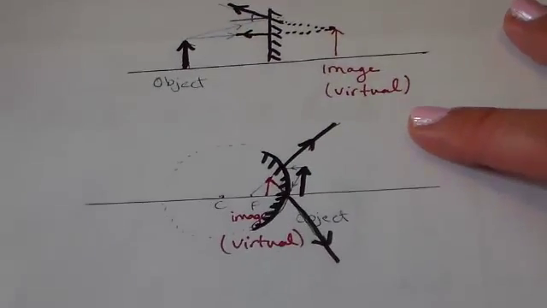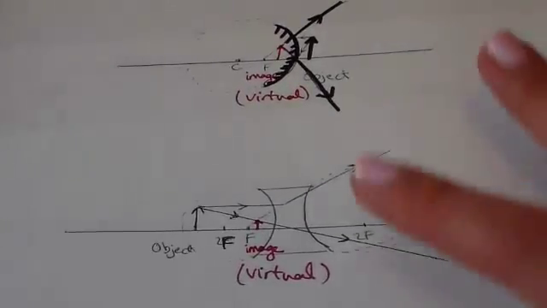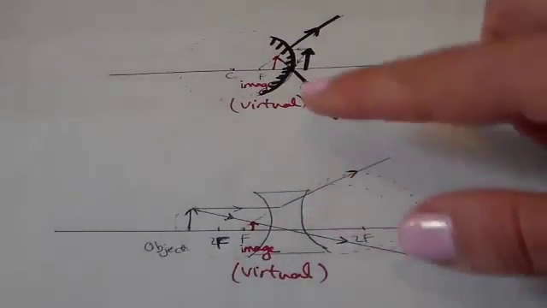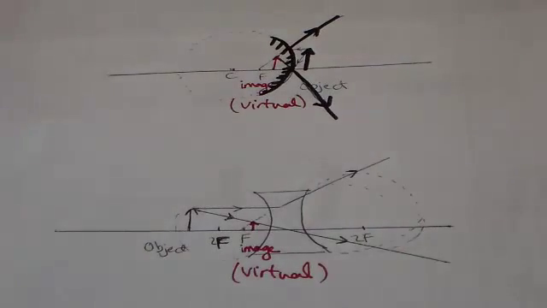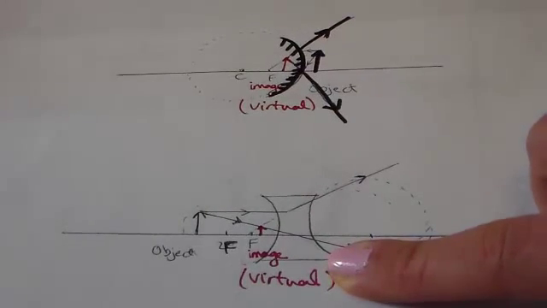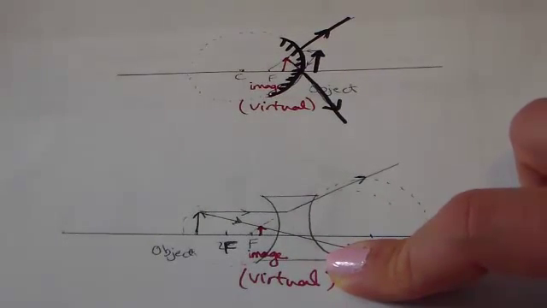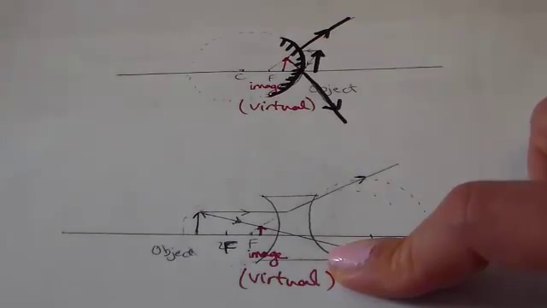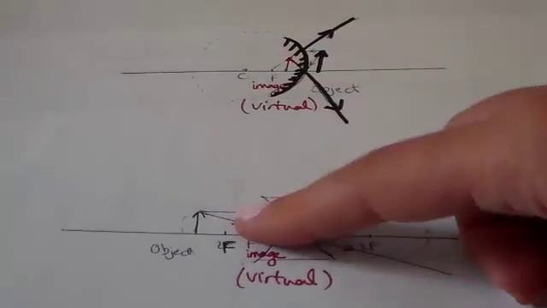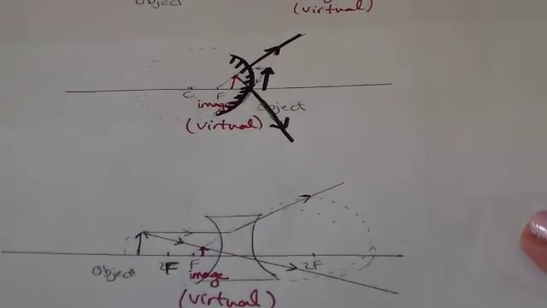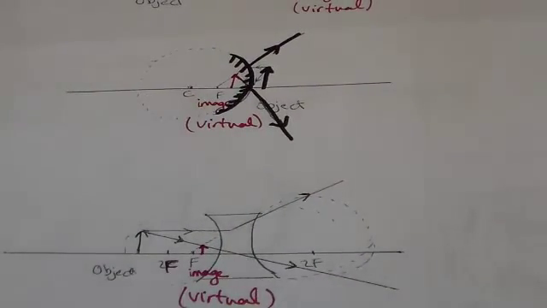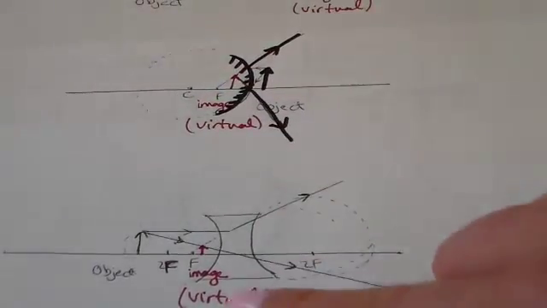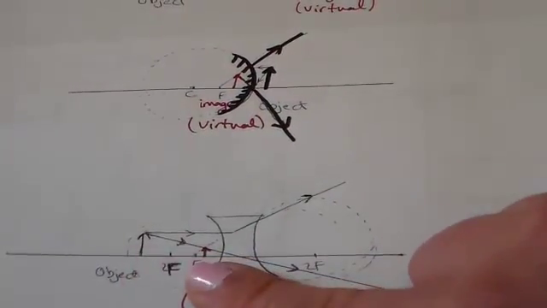So the uprightness, so to speak, if we transfer our optical tools from mirrors to lenses, it really doesn't matter in terms of virtual or real. As long as your image is virtual, whether it's a mirror or a lens, you're going to have an upright image. But what matters is if it appears on the other side, or if it appears on the same side.